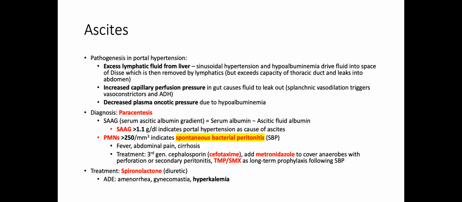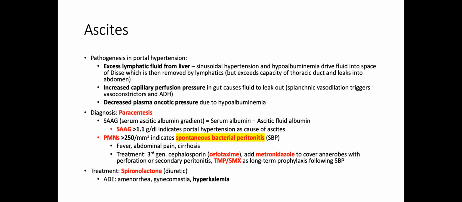If a SAAG score is greater than 1.1, so basically if our serum albumin is higher than the ascitic fluid albumin, then it's going to indicate a portal hypertension cause of ascites. If the white blood cells in this fluid are greater than 250, then it's going to indicate SBP, spontaneous bacterial peritonitis. So just know, lots of white blood cells in our fluid, spontaneous bacterial peritonitis.